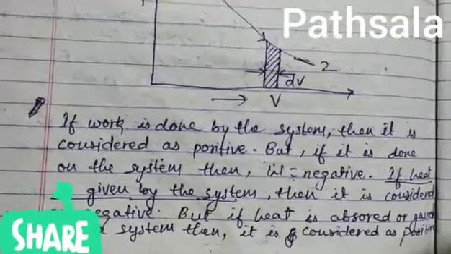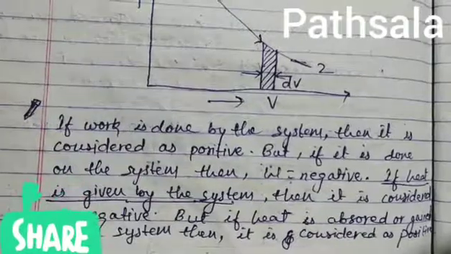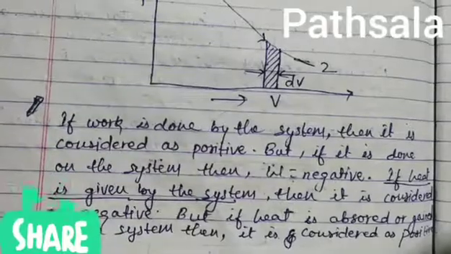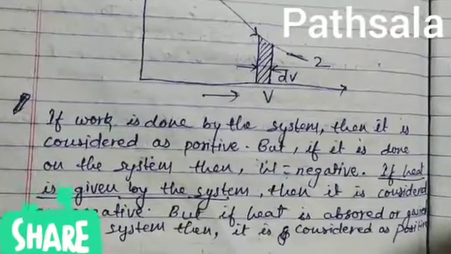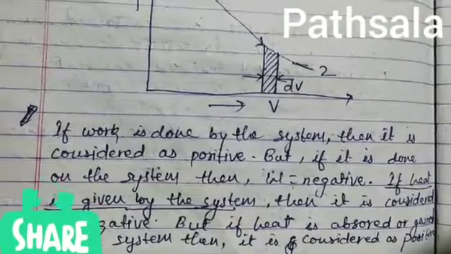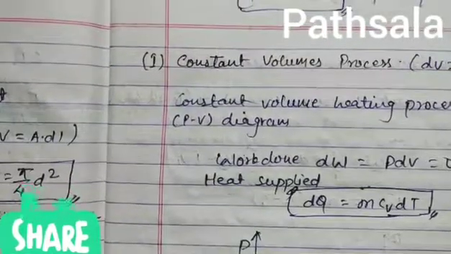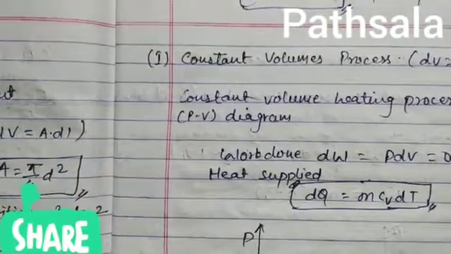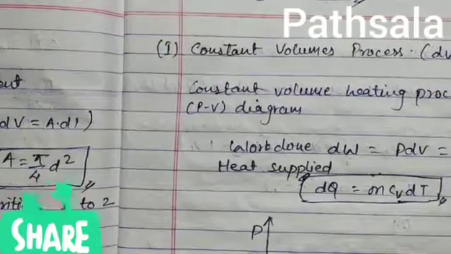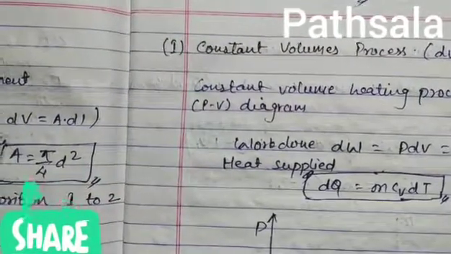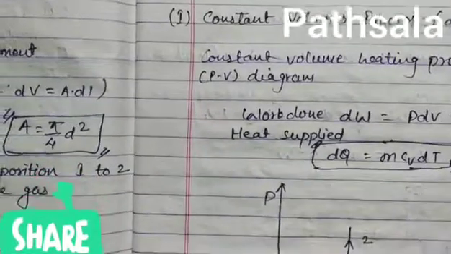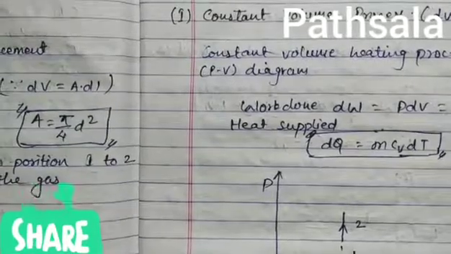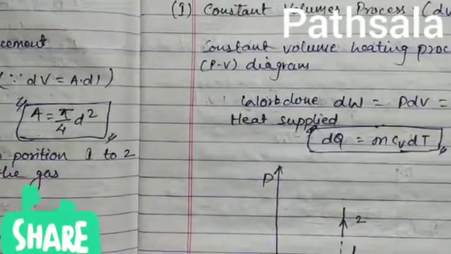If heat is given by the system, then it is considered negative. But if it is absorbed or gained by the system, then it is considered positive, as you can see in this diagram. Now the next applications, first is the constant volume process. For constant volume, change in volume is equal to 0. In the constant volume heating process on the PV diagram, work done dW is equal to P dV. As dV is equal to 0, work done is equal to 0.